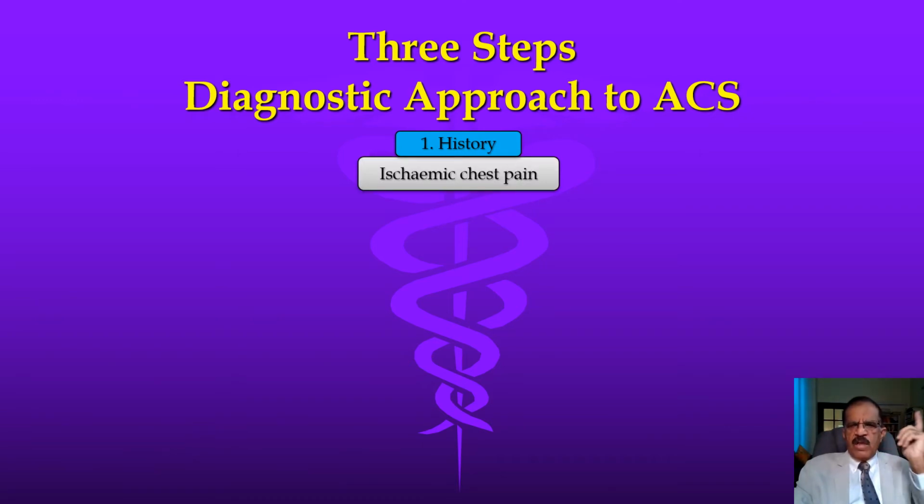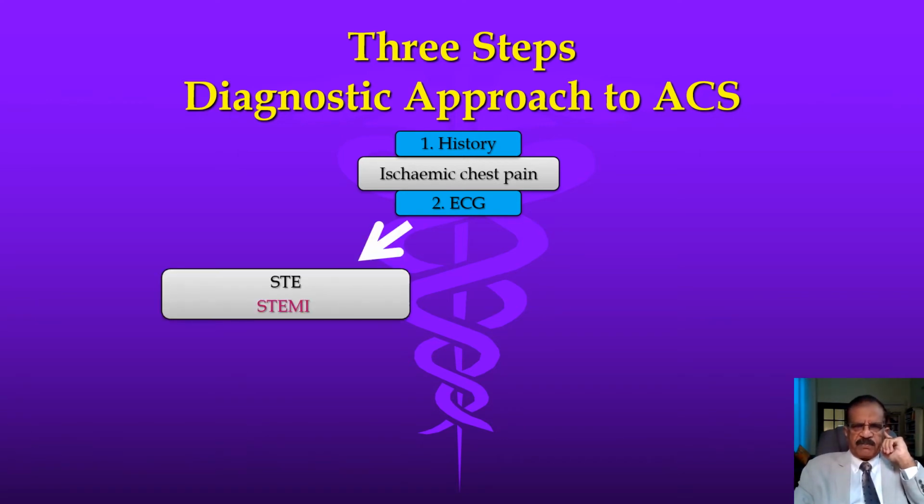And if on history you suspect ischemic chest pain, then the next thing you do is what? What do you think? You are working in the emergency, the patient has landed with acute chest pain. What is the first thing you do in the diagnosis? You do an ECG. Now, ECG will actually determine the further course of action.